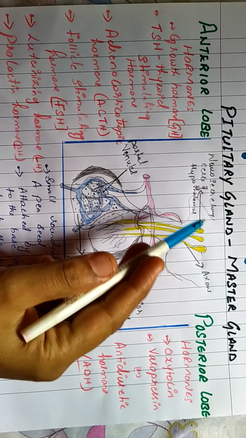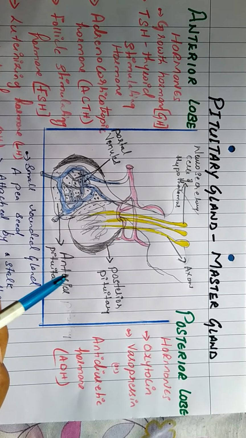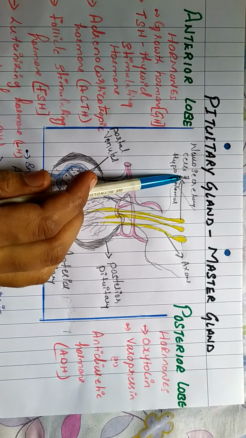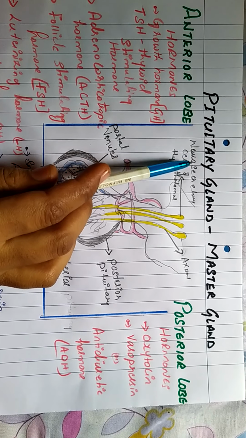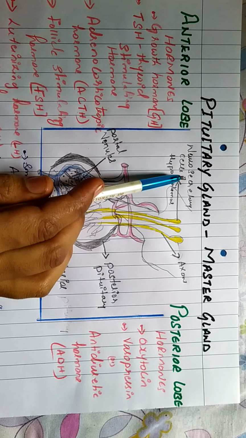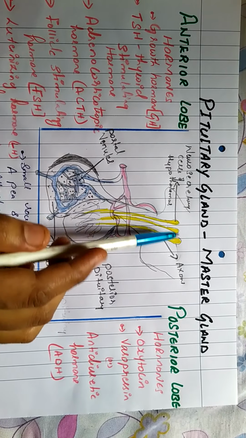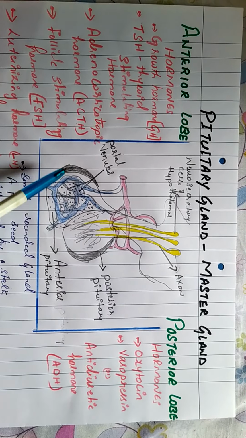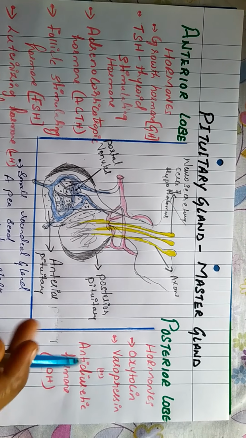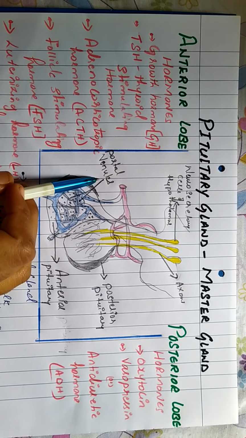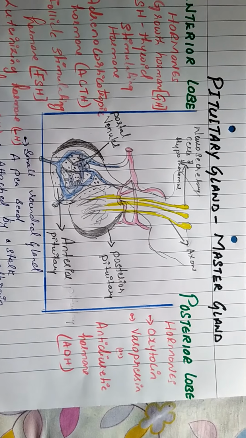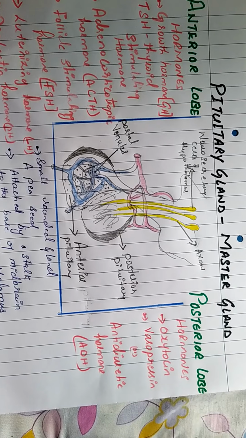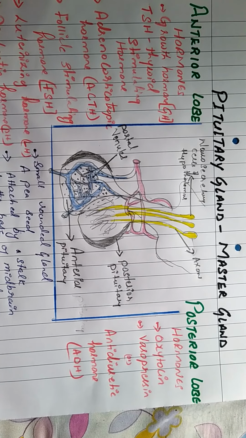Have a look at the structure of the pituitary gland. Here is the axon. Here are the cells, which are the neurosecretory cells of the hypothalamus. These are the axons which are attached. This is the posterior pituitary gland and this is the anterior pituitary gland, and the portal vein. Just have a look at the picture. Then we will start with the anterior lobe and the posterior lobe, which produce certain specific hormones.